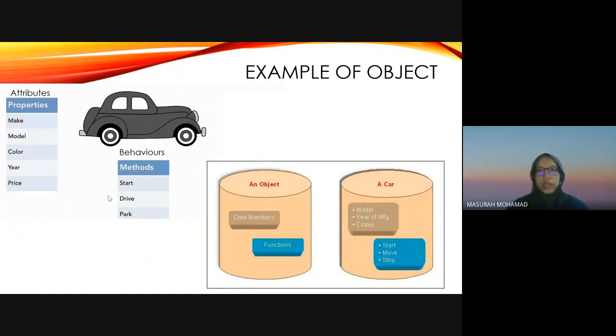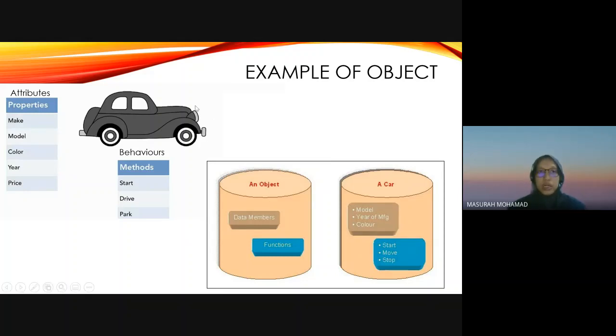Okay, so another example of an object. So we look at the cylinder first. An object, you must remember, must have data members, also known as attributes, and also functions, which are also known as behaviors. So an object in this case is a car. The data members of a car we can describe as model, year of manufacturing, and also color. And the functions or behaviors of a car, it can start, move, or even stop.